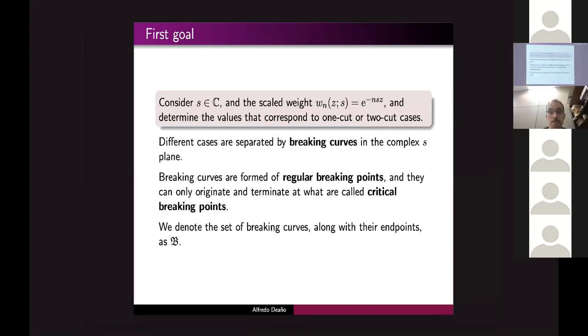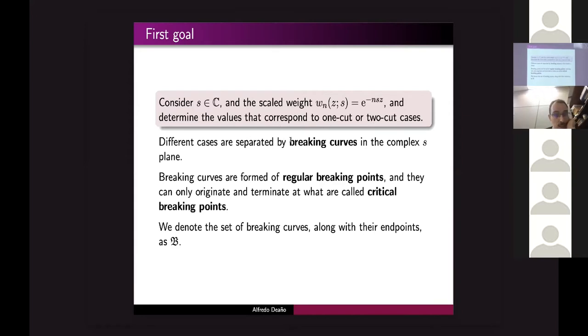And then the purpose of this last paper was to get the full picture with a complex parameter here. So you have the information on the real line and on the imaginary axis in this s plane, and then you would like to complete the picture. So you take this weight, you are scaling the parameter again. So e to the minus nsz is your weight. And then you would like to determine the values of s for which you have one cut or two cut. Turns out that there are no more cases. It could be, but there's only these two possibilities.